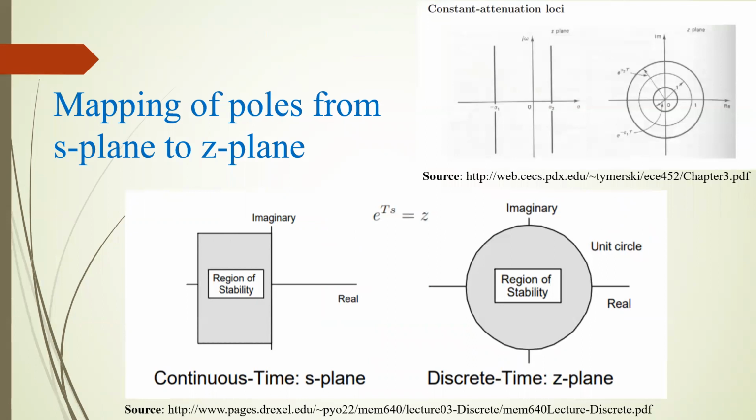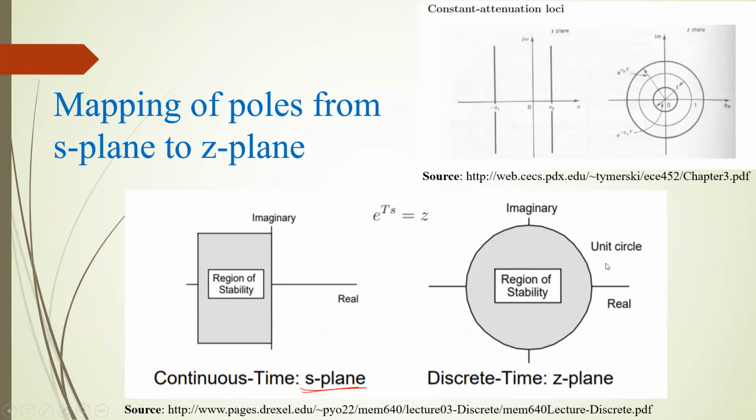Okay, so again, when we talk about control, we should also consider the region of stability. In the S plane, we already know that if the poles are placed on the left side of the real axis, then our system is stable. But what happens in the Z plane?